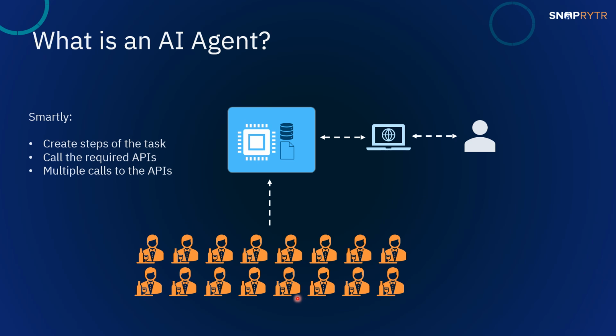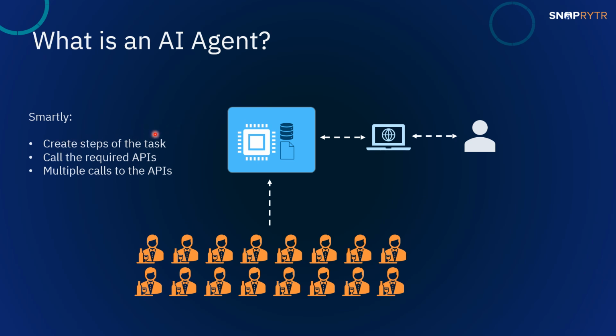It will create multiple steps for your task. The task is to get the weather information. The steps are to call the API. Step number 1, get the weather information. Step number 2, and step number 3 is to serve you an answer. It will create 3 steps automatically, which are not coded anywhere. It creates the steps on its own, and this is the power of an AI agent.